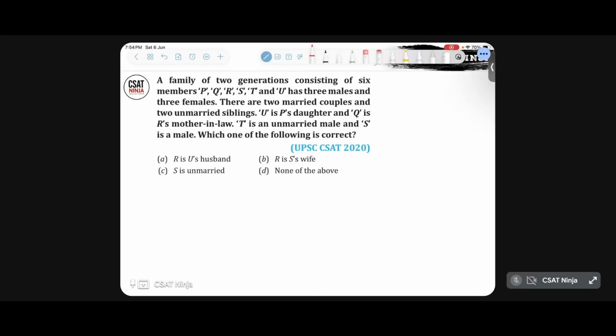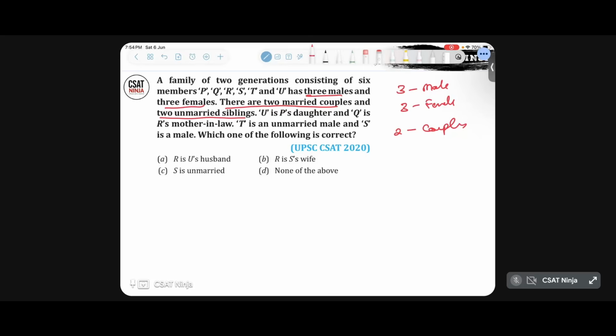The statement is, there are 6 members here, 3 male and 3 female. That means I'm going to write 3 male here and 3 female here. Next one is there are 2 married couples. That means 2 couples and 2 unmarried siblings. That means 2 siblings are unmarried in that case.